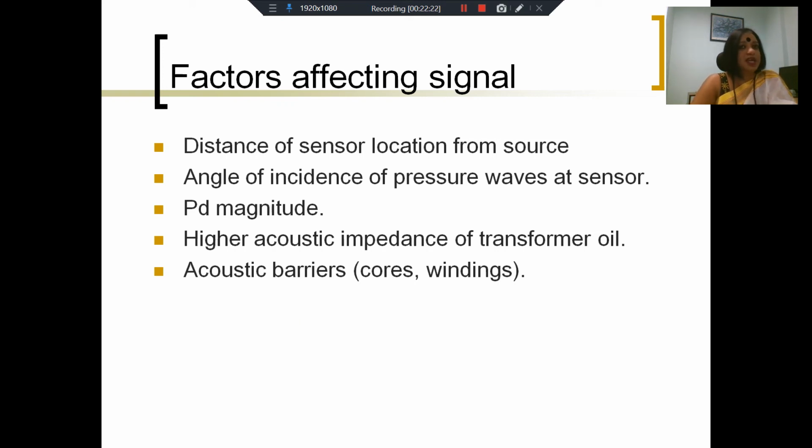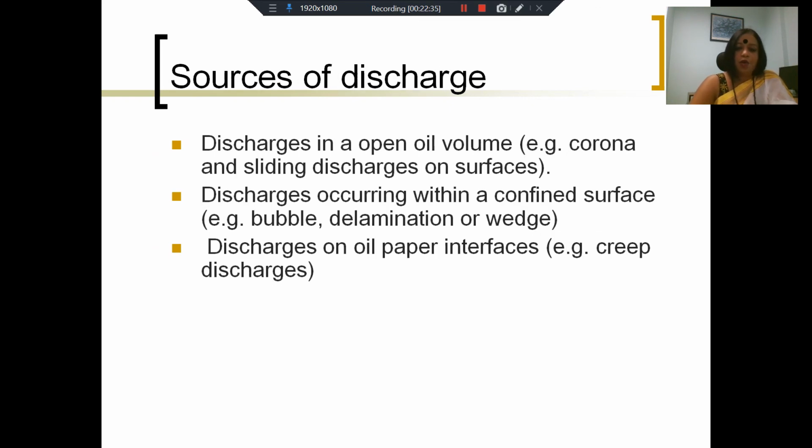So obviously we cannot work with one sensor. We will have to work with an array of sensors, and we will have to decide where to position the sensors so that we don't miss the PD at any particular location. So then we have to know, where do we expect the PD to happen? What are the sources of discharge in a PD?